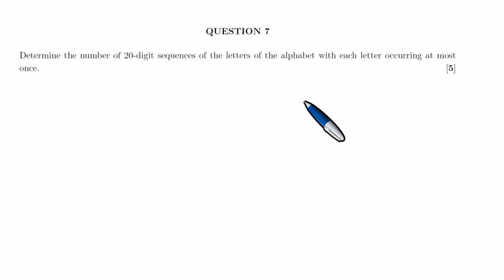I think maybe it's enough. I'm looking at the time. I can just do some questions. Okay, let's do this one. It's easy as well. Determine the number of 20-digit sequences of the letters of the alphabet, which is 26 letters, with each letter occurring at most once.